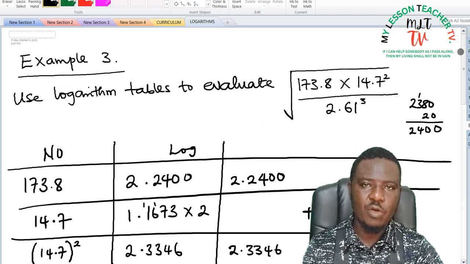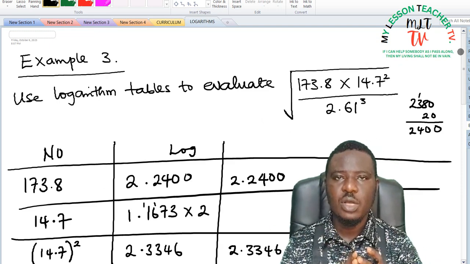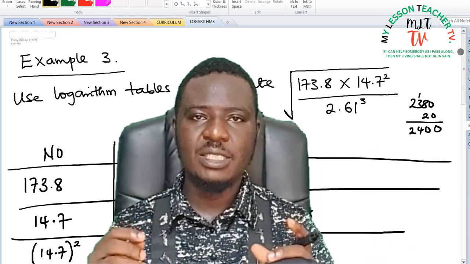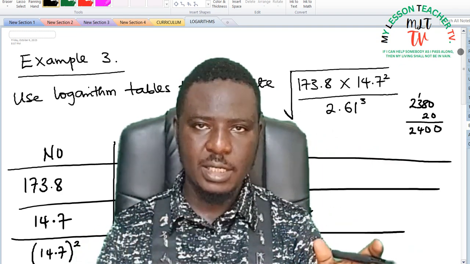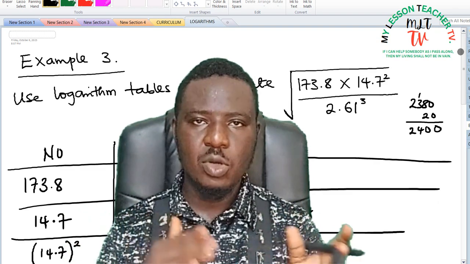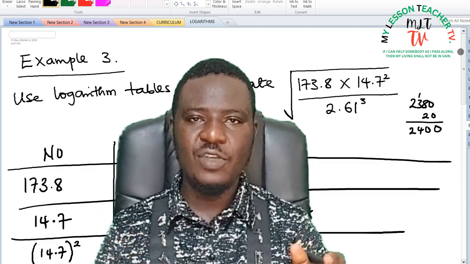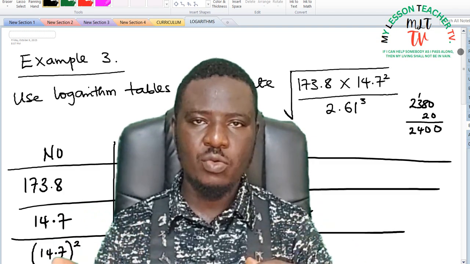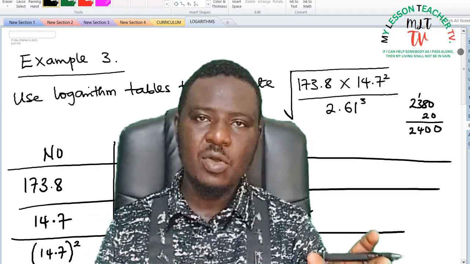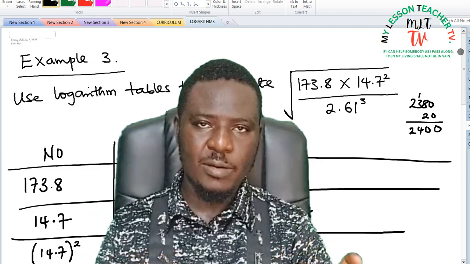That brings us to the end of today's class. In today's class, we have been able to remind ourselves of logarithm of numbers greater than 1, how to convert numbers from indices to logarithm, and how to carry out the operations of multiplication, division, powers, and square roots in numbers greater than 1. In our next class, we shall be looking at logarithm of numbers less than 1.